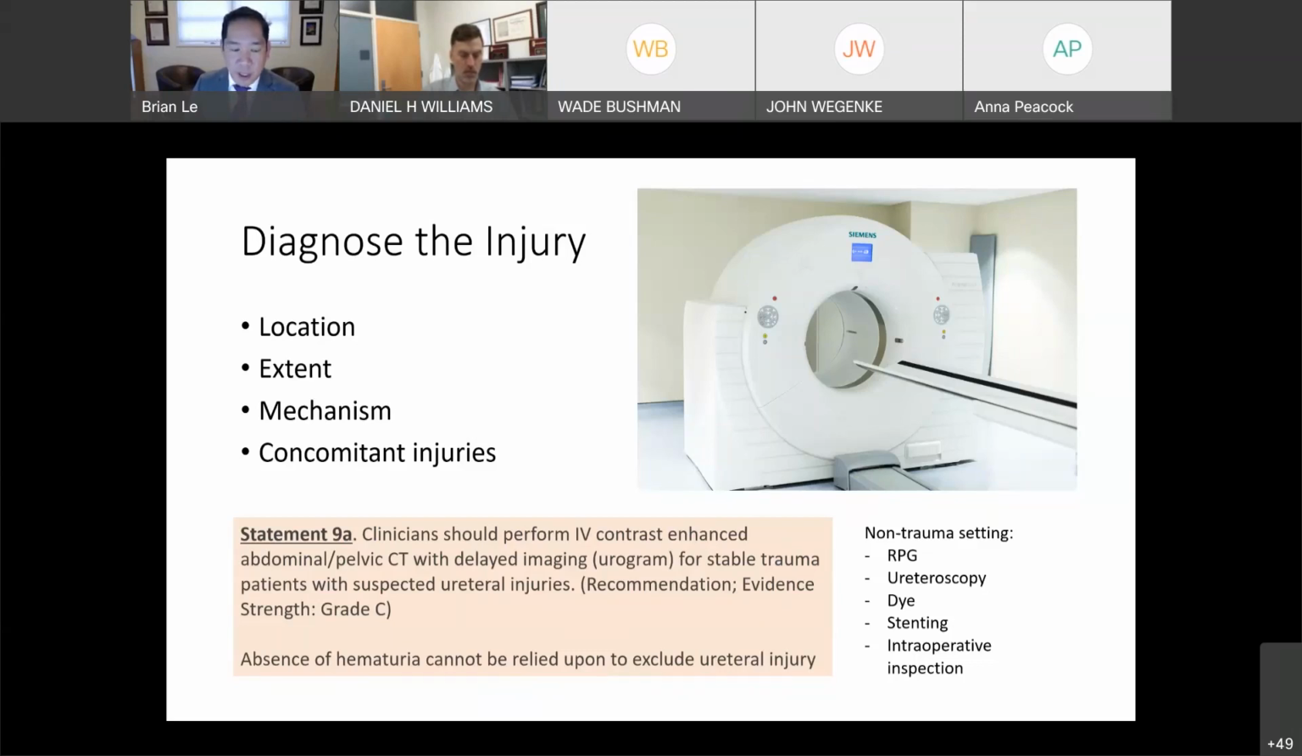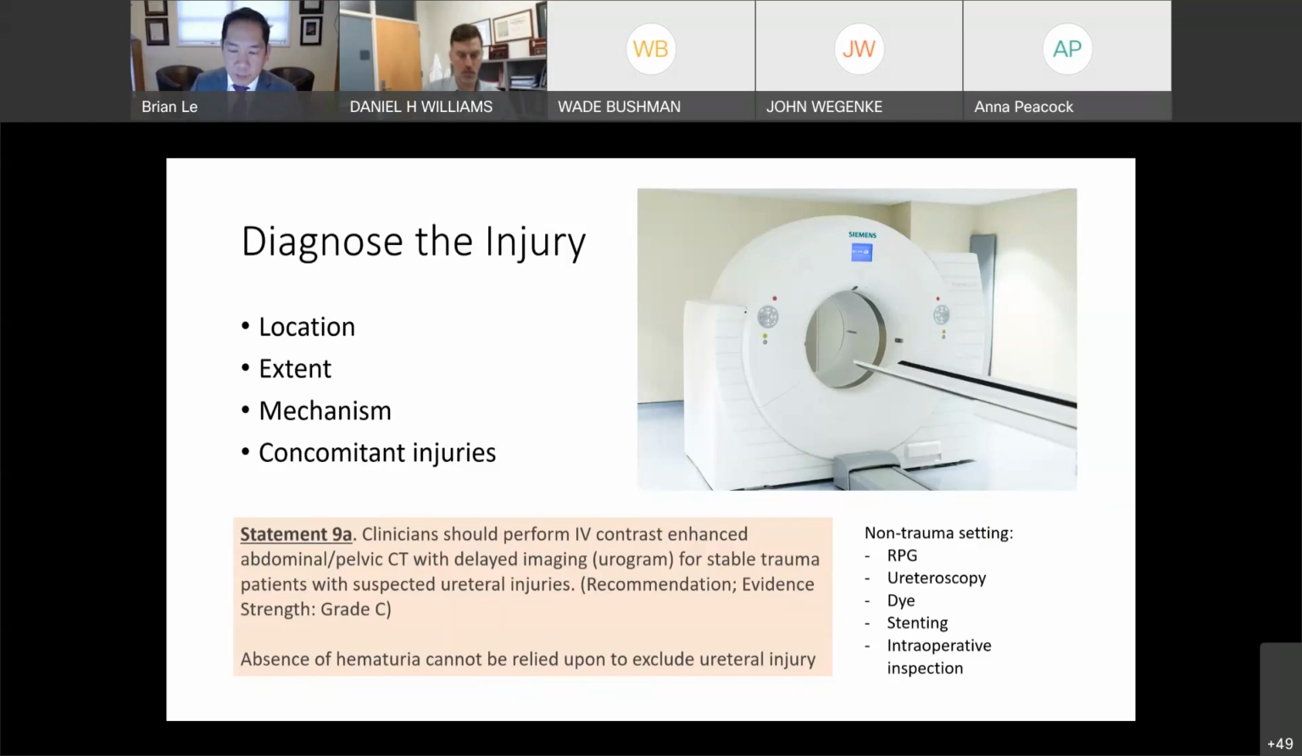So even if the patient went through the CT scan and got a CT abdomen pelvis with IV contrast, but there were no delayed phases, if you have concern or a high index of suspicion for possible ureter injury, you recommend that they send them through again with actual delayed images.